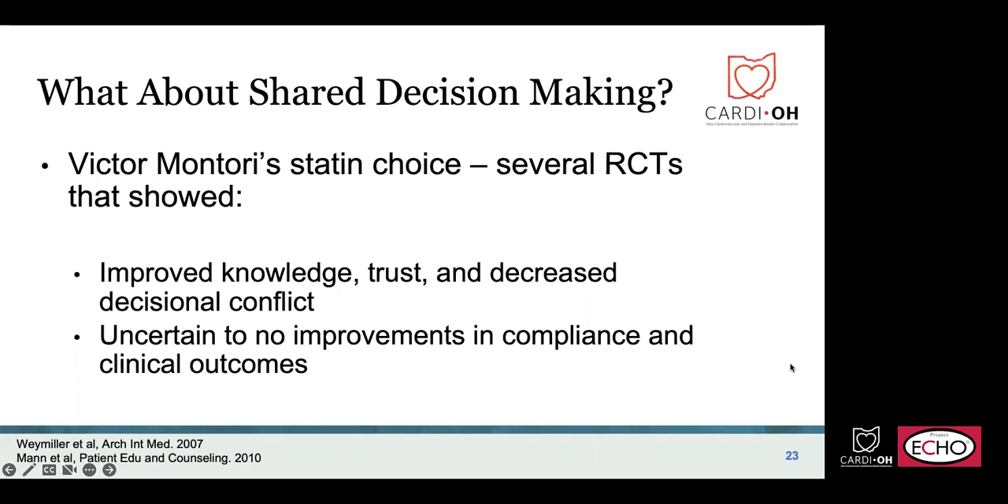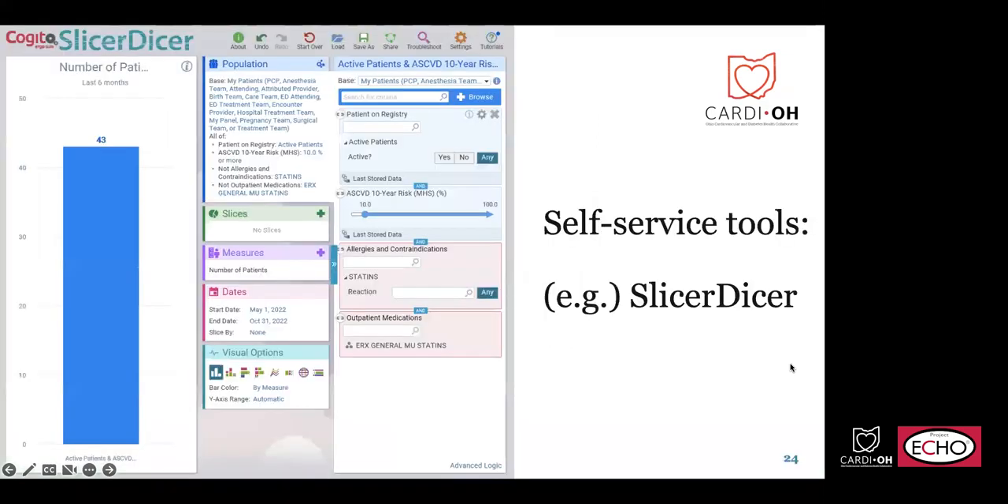That first point's important. So it's nice to be able to engage patients and for them to have knowledge and understanding and less decisional conflict. But at the end of the day, clinicians are spending more time with patients using these tools and not actually changing the clinical outcome, which is the purported main goal or benefit.